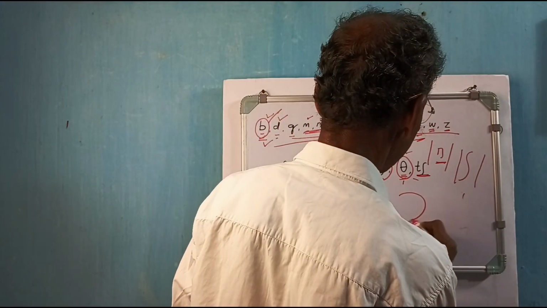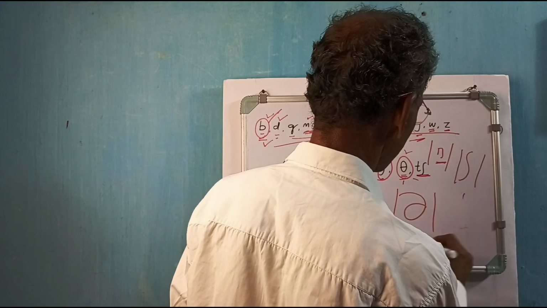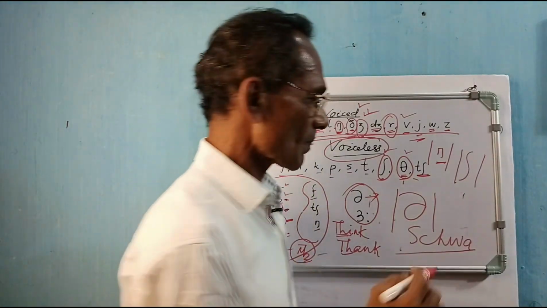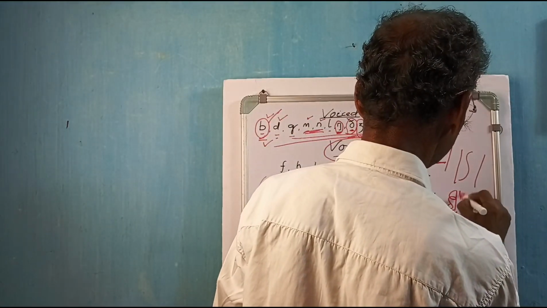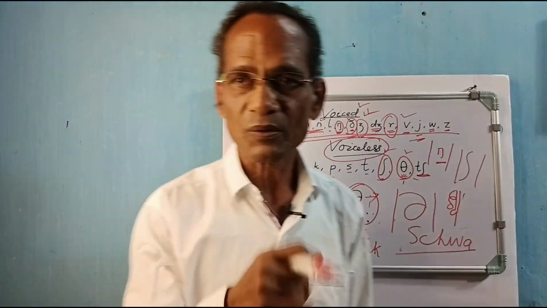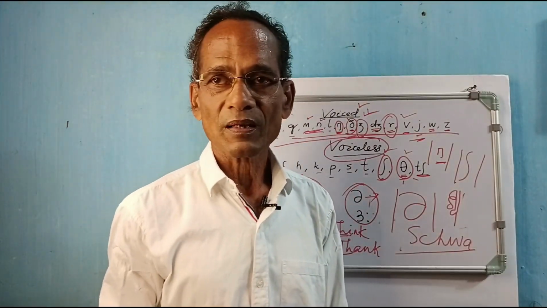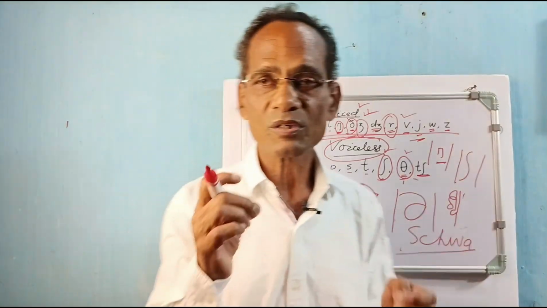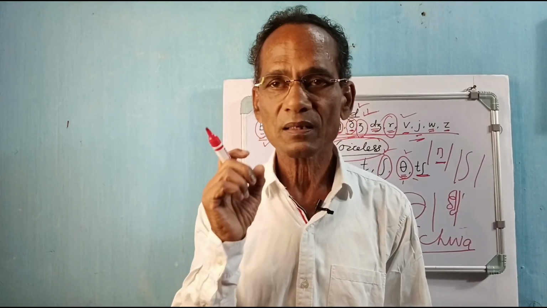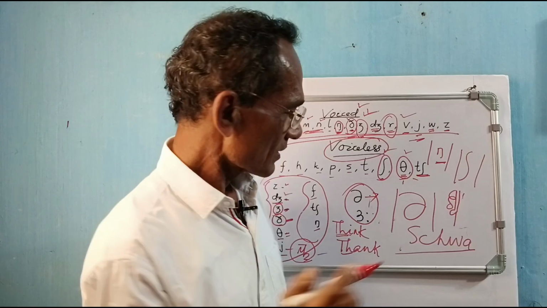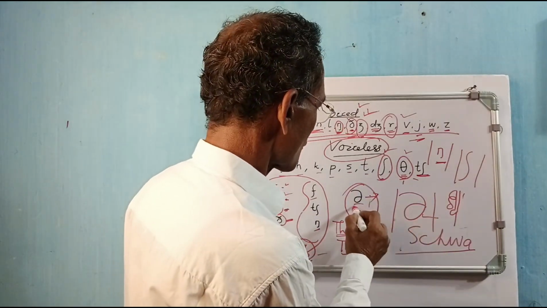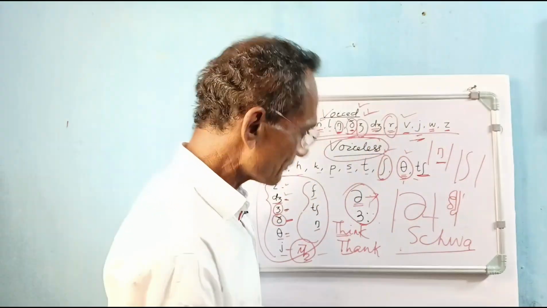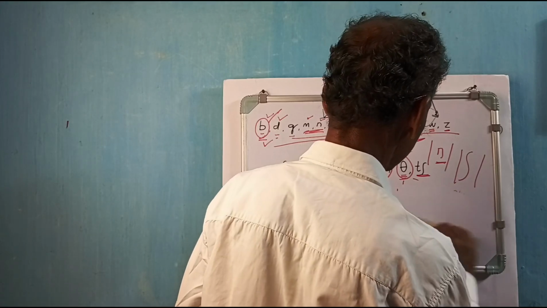This is schwa sound. This is schwa. Schwa is a short vowel sound, like this. This is also schwa, a little bit longer schwa. This is also schwa but a little bit longer.